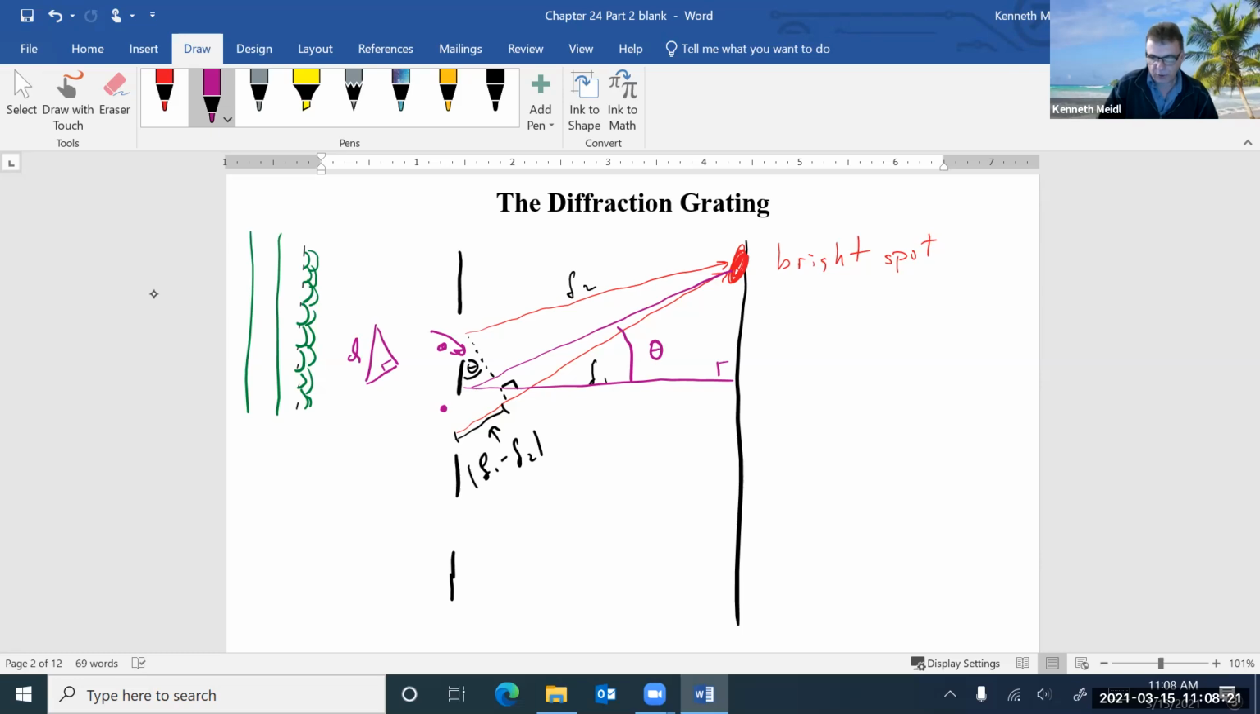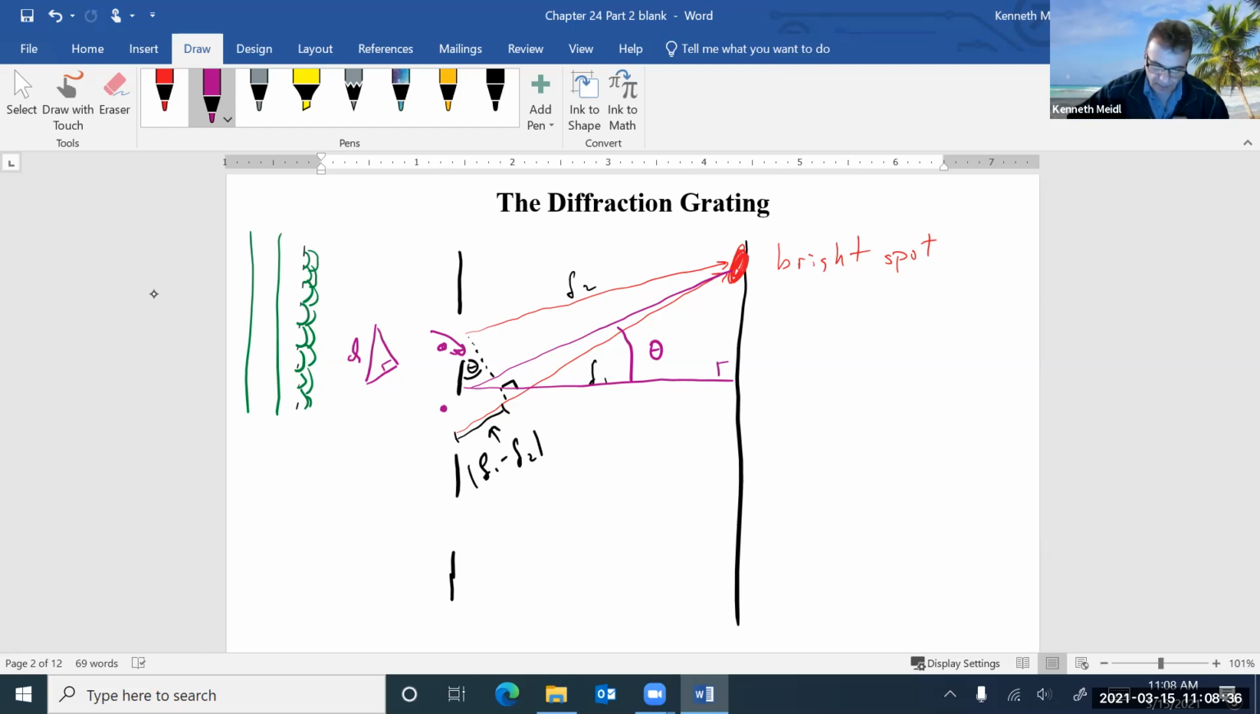But with the diffraction grating, the wonderful thing about it is that we really can measure that angle. We can measure that angle with precision, all the way down to probably a thousandth of a degree or something like that.